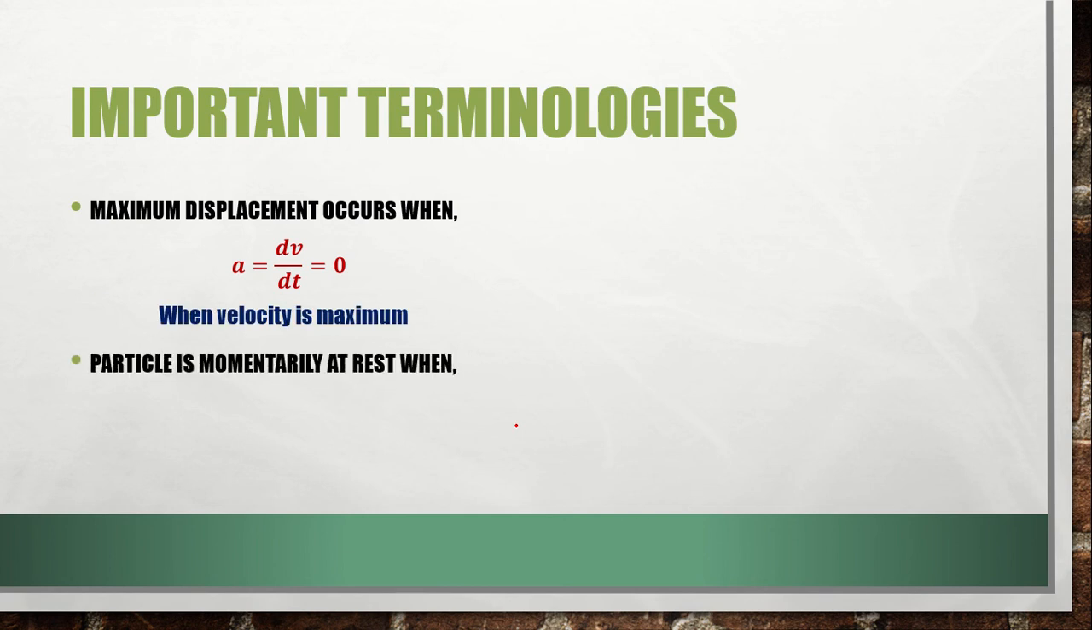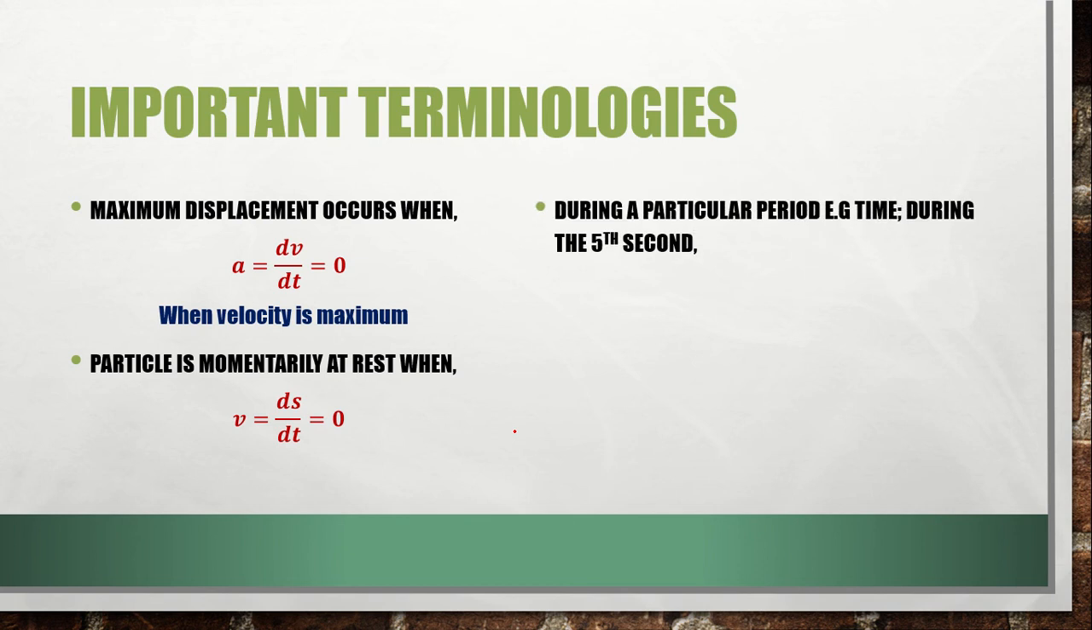Next point. What if somebody tells you a particle is momentarily at rest? What does it mean? Or a particular car was momentarily at rest after traveling for a particular time. It simply means the velocity is at rest. It's at 0. The car is at 0. The particle is at 0. So that's what he basically means. Those are various terminologies you should never leave behind.